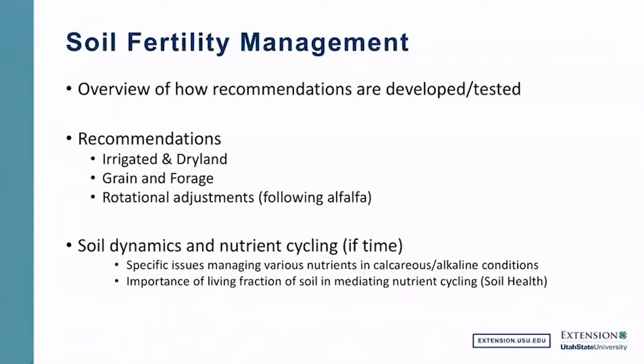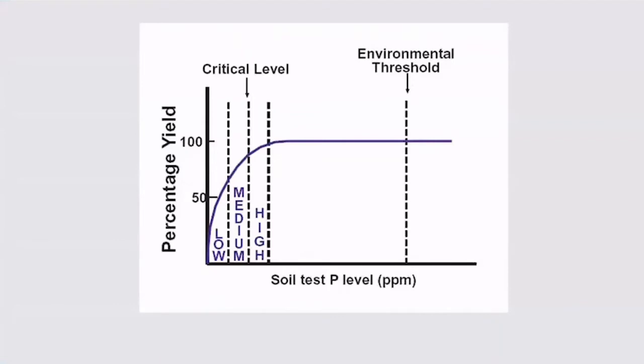So let's delve into how recommendations are developed. This is what we call a rate response curve. Typically, what we'll do is relate the soil test levels for various nutrients to what we might expect to get in terms of a response in yield. This is the kind of thing we look at and try to interpret in terms of where the levels of sufficiency or the critical levels are in soils for a given nutrient.